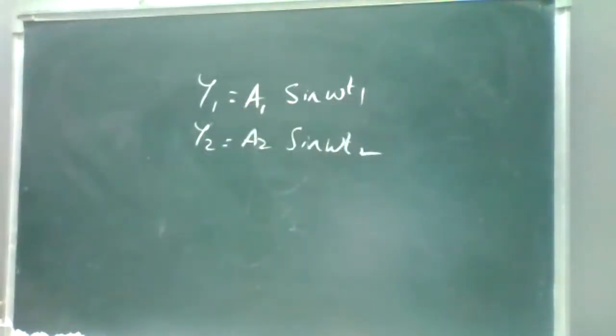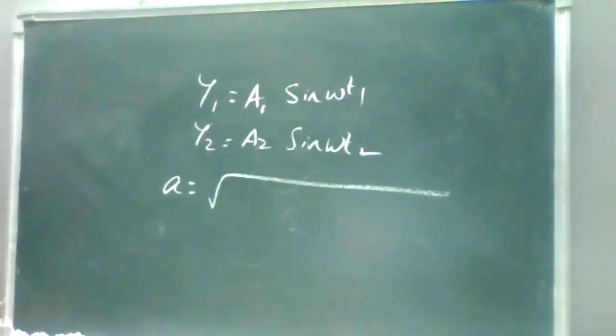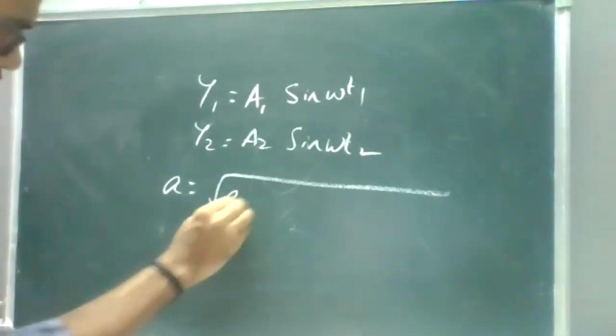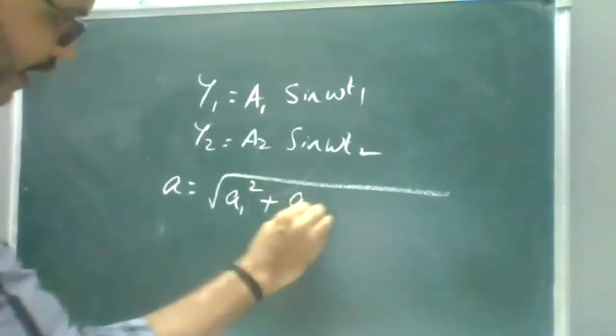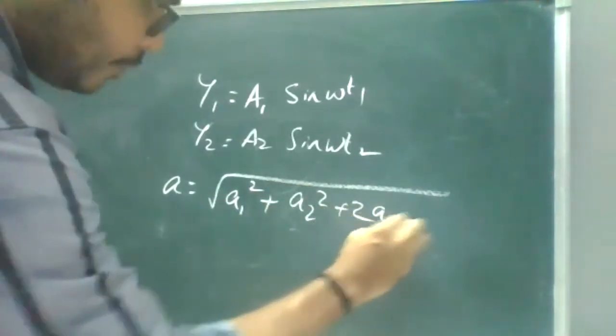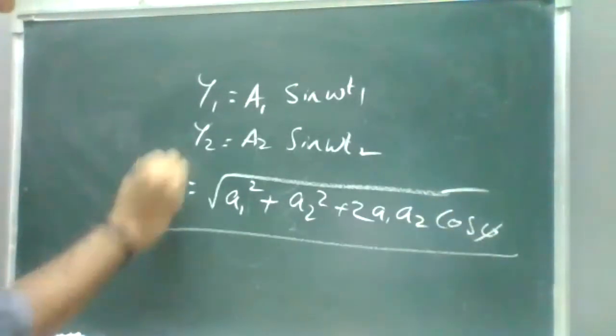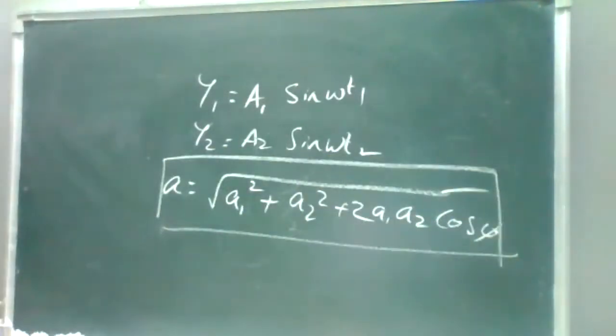So there are two interfering waves. I am going directly to the relation. When you are adding them, we are going to find the resultant. The resultant amplitude for the bigger wave: a is equal to square root of a1 square plus a2 square plus 2 a1 a2 cos phi. So this is the bigger amplitude for the resultant wave. This is one relation.